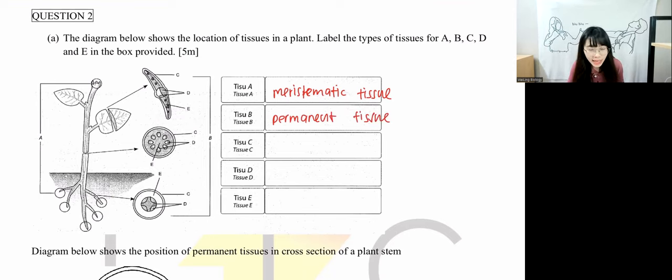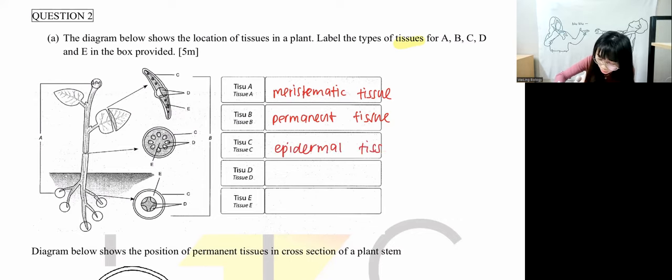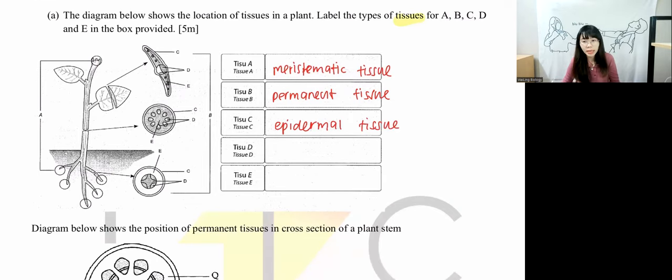And then C, the outermost layer, what tissue is this? They are asking you to write the tissue, so your answer has to be a tissue, guys. What tissue is the outermost layer? Outermost is known as epidermal. Very good. Epidermal tissue. It's not epidermis. Remember, epidermis is the labeled part. The tissue is called epidermal tissue.